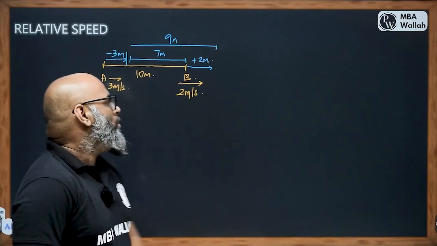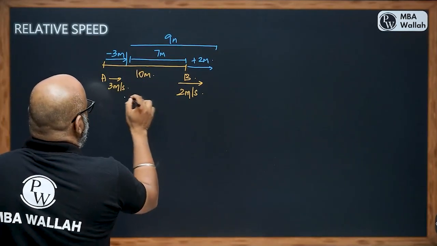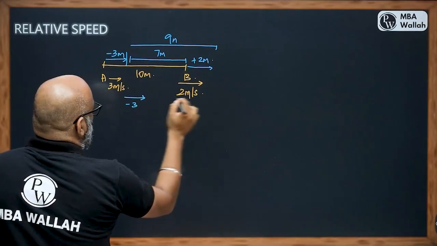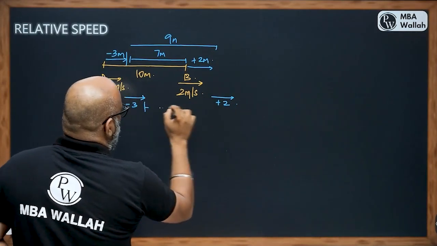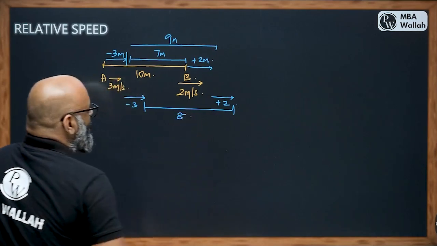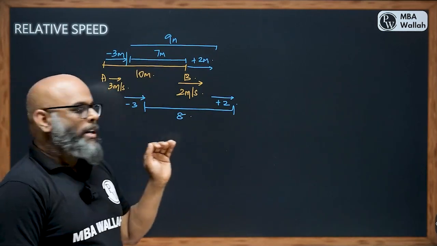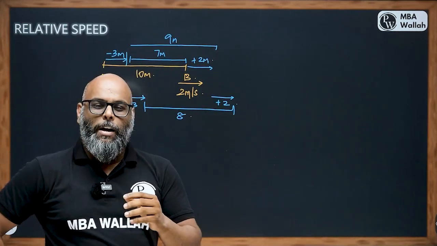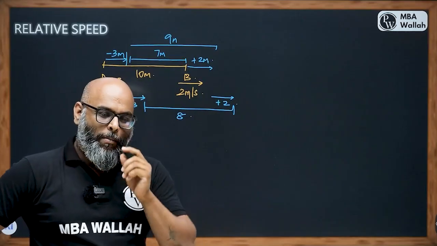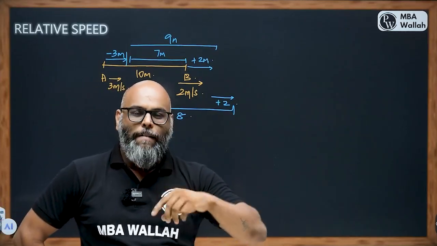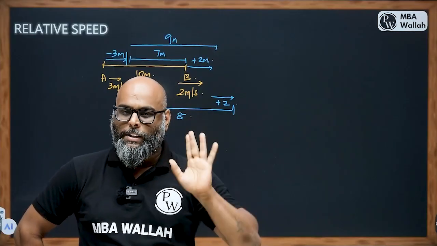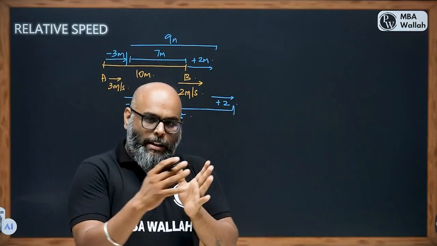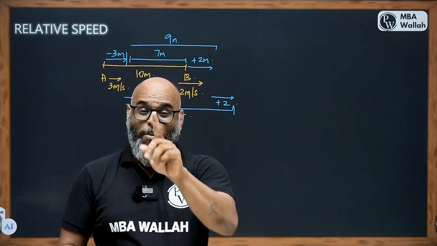If I do it for one more second, from here he would travel another 3 meters. This guy would travel another 2 meters. So the gap between them would have become 8. 9 minus 3 meters, but plus 2 meters, it would have become 8 meters. Now from here we can understand that for every second, the distance between them reduces by 1 meter per second, right? For every 1 second that I look, the distance between them reduces by 1.